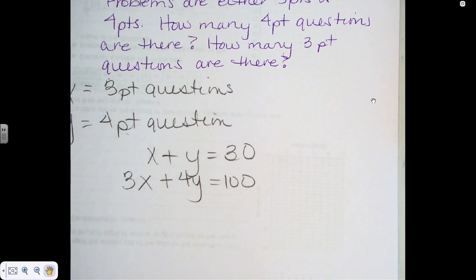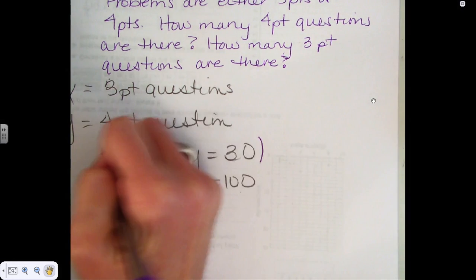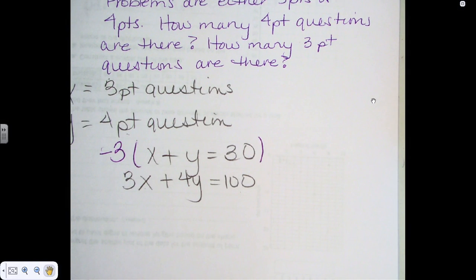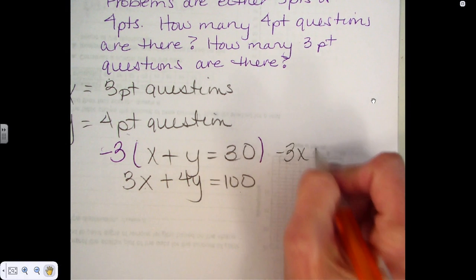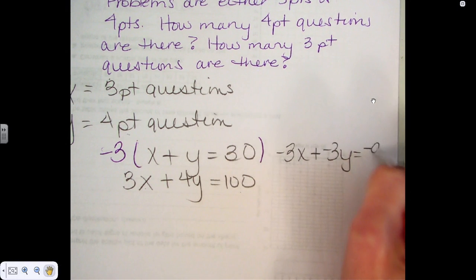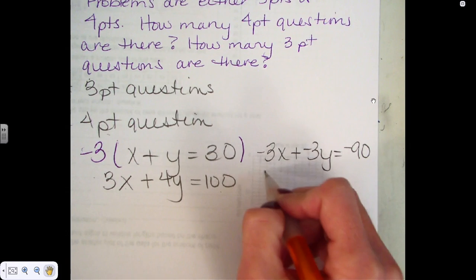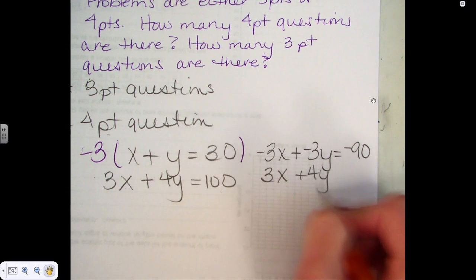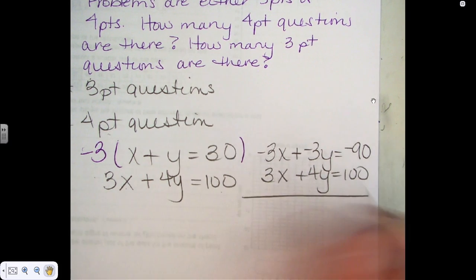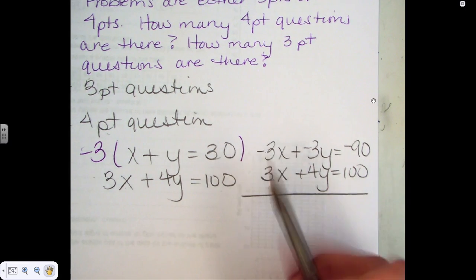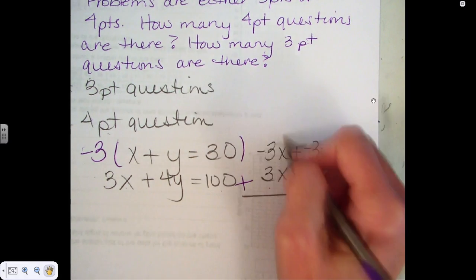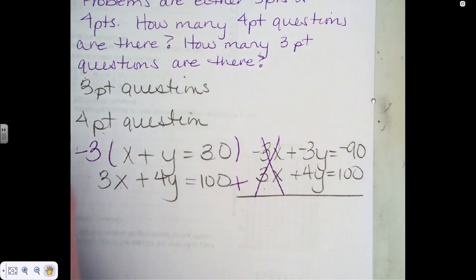Now in this one, I don't have a coefficient that's the same, so I have to multiply one of my equations by something to get it to look like the other. I'm going to multiply my top equation by a -3, therefore my x's will cancel. This gives me -3x plus -3y is equal to -90. Rewrite my second equation. Now I have a -3 and a +3. I can add the two equations and my x's go away.